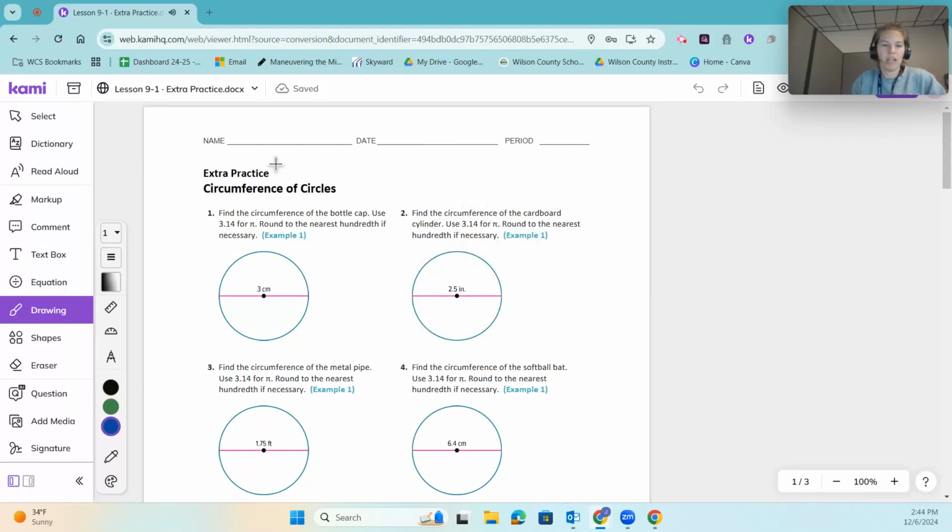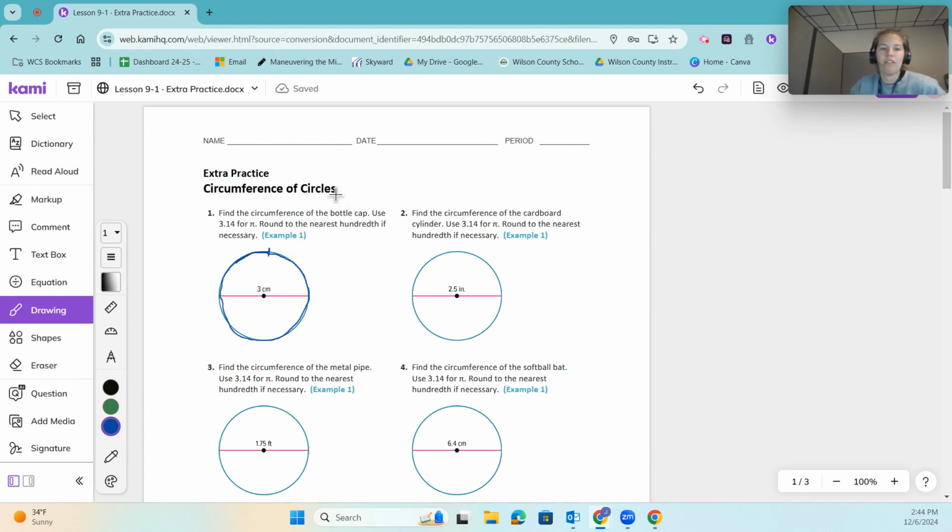Today we are going to be talking about circumference of circles. Circumference is the distance around the outside of the circle. Okay, so it is one dimensional. It is a length. If you took a string and wrapped it from one side of the circle all the way around, that would be the circumference. That's the distance that we're looking at there.